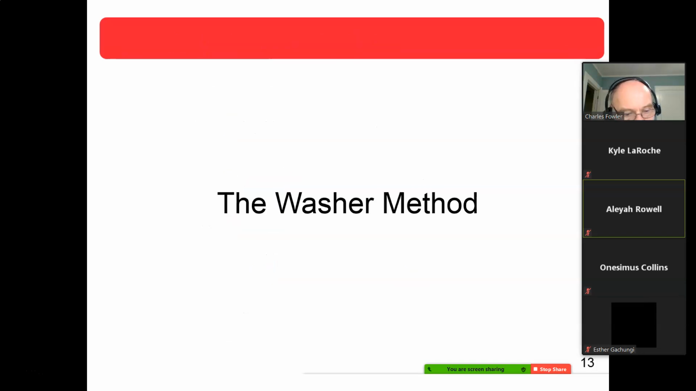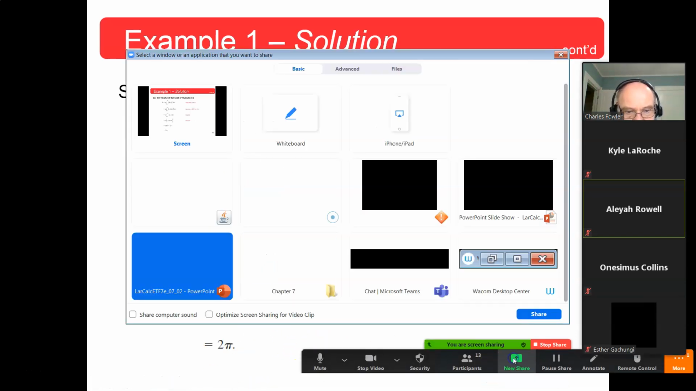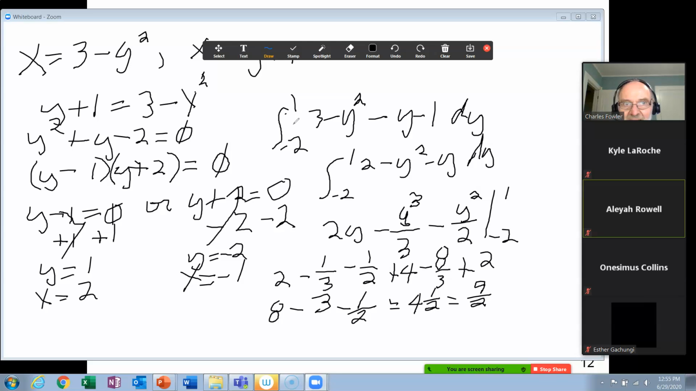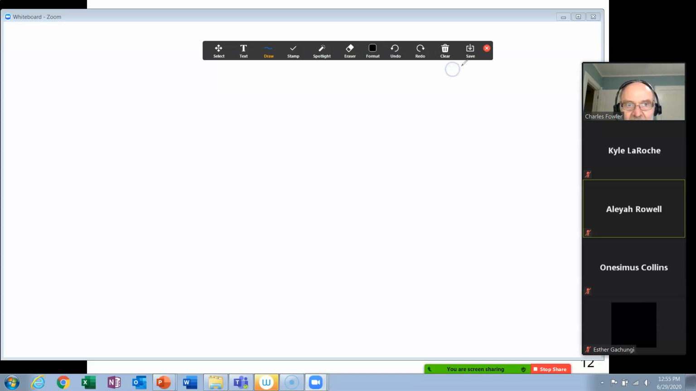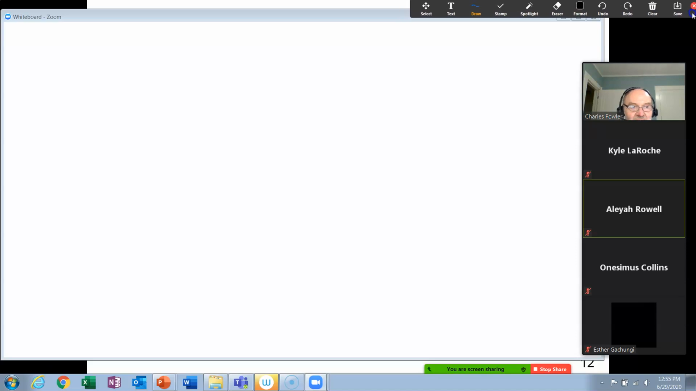Okay. Now, they're skipping example 2 before they do the washer method. So let's go to our whiteboard and clear this out of the way. All right, move this out of the way. Have to do this all again because we did. Oh, that's in good shape then. Okay, so let me get my Wacom here in place.